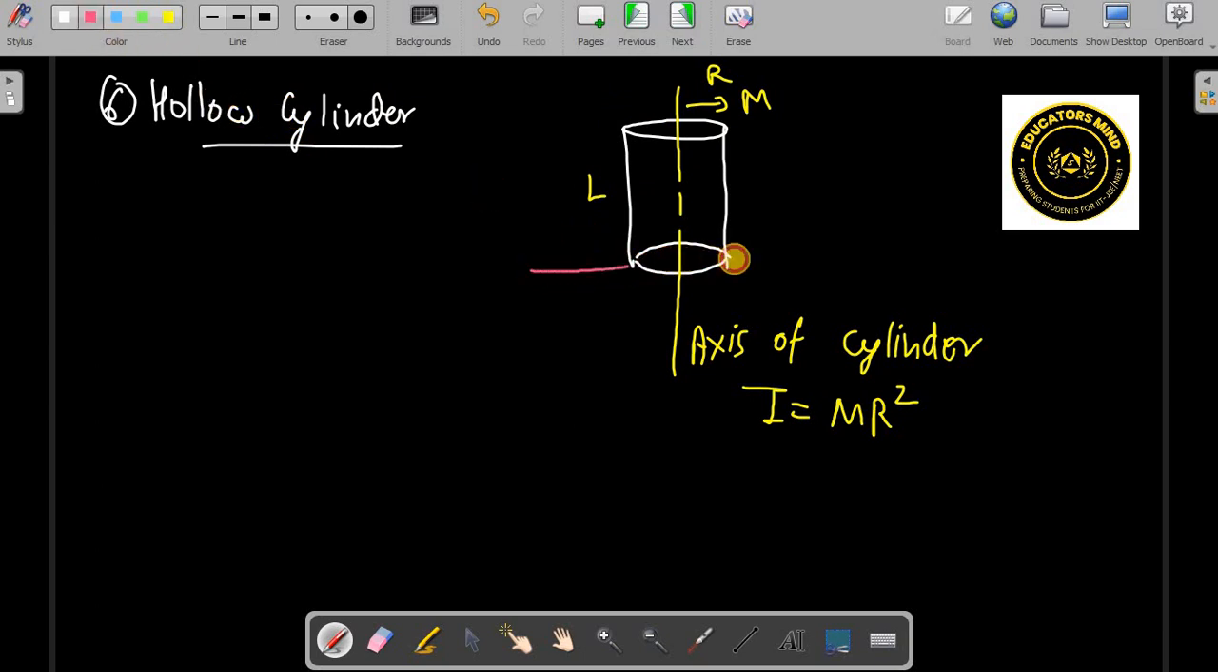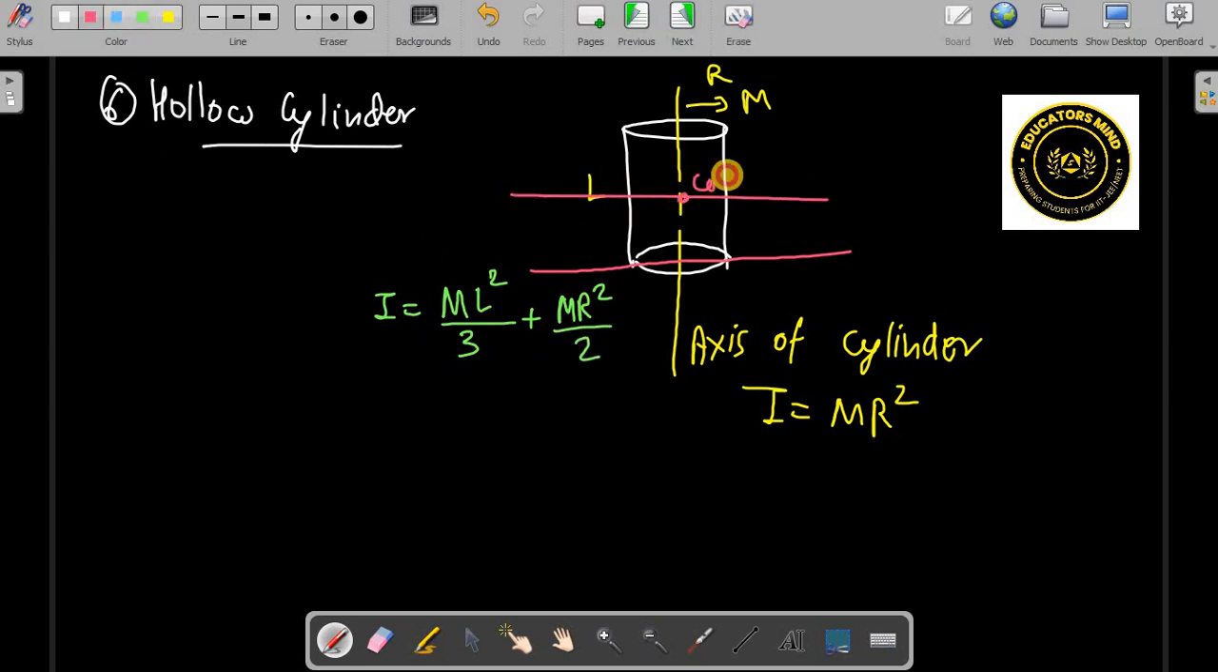Again, if you take the axis passing through the end, just like a rod you can consider it, so you have to take m L square by 3 plus m r square by 2. Similarly, if you take the axis passing through the midpoint or center of mass, you have to write I as m L square by 12 plus m r square by 2. Okay, like this we can calculate.